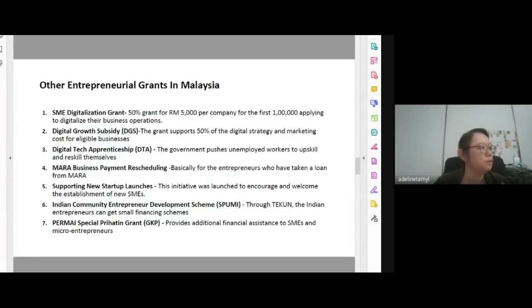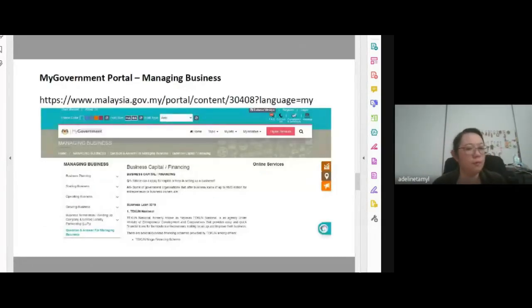And you can read through. We have many portals or online support. One of it is by the government, my government. So you can see planning, starting business, operating, growing. So this is the information given. And it also tells you what financial support you can get.